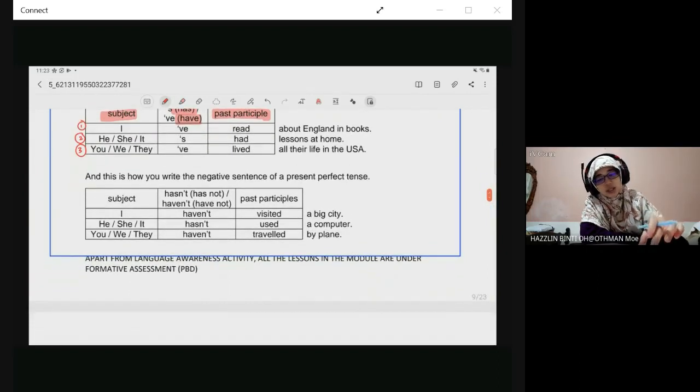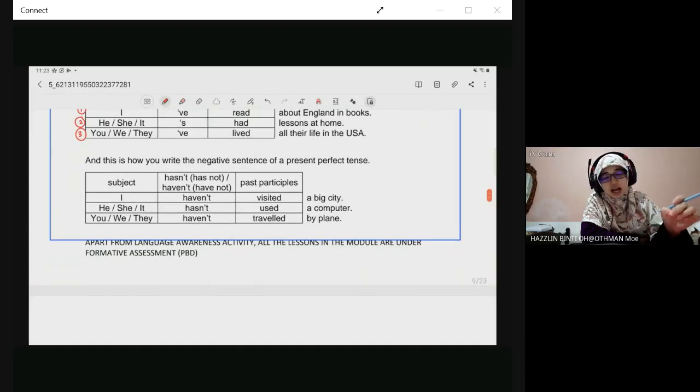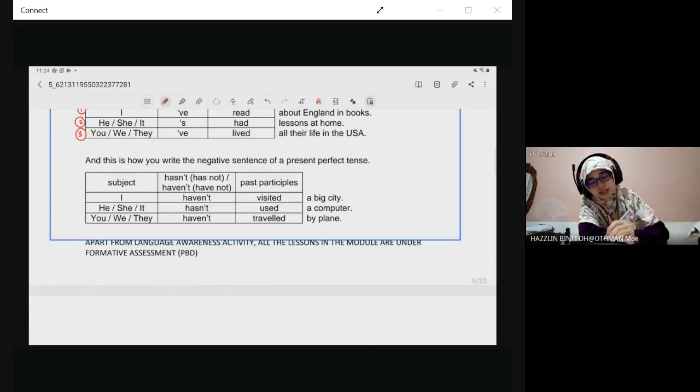Now let's look at the negative sentence. How do you write a negative sentence for the present perfect tense? Okay, let's look at what you need to have first. Similar to the affirmative sentence, you need to have the subject first. Now, for the second one, you need to have has not or have not.